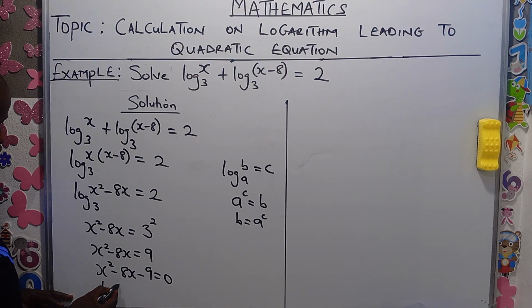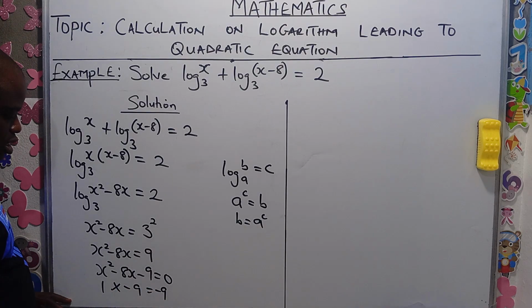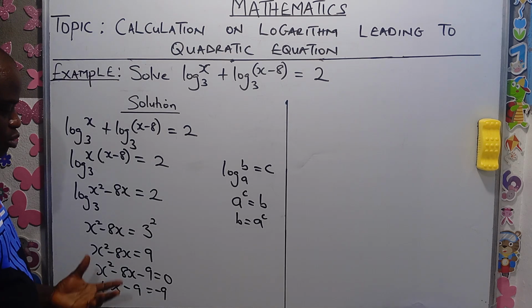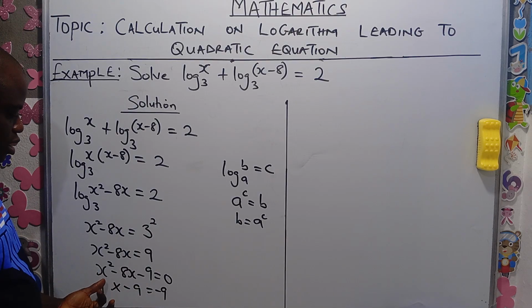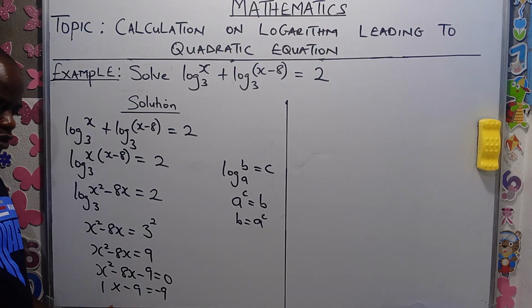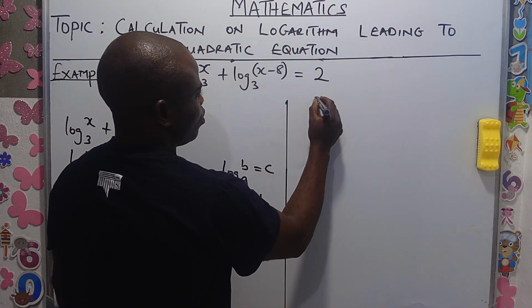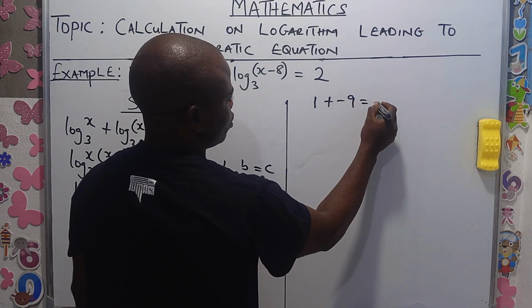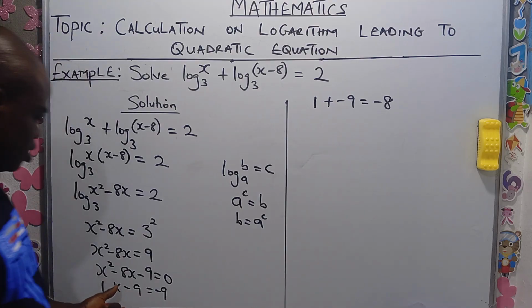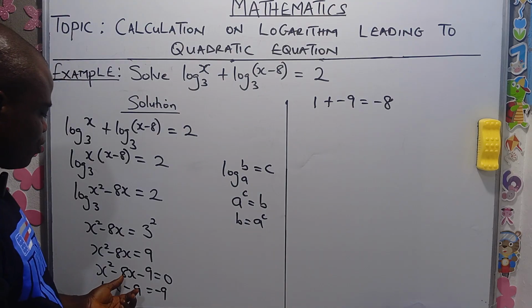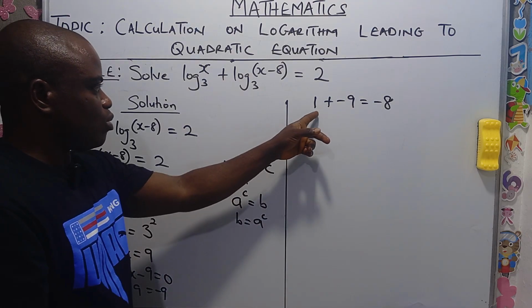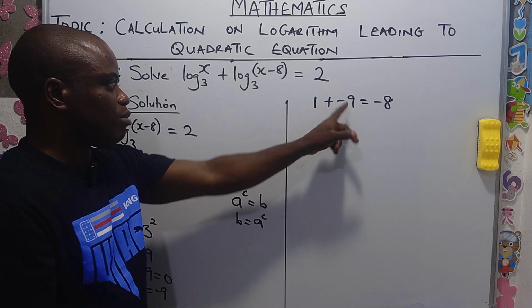Now the coefficient of x squared in this case is 1. Multiply the coefficient of x squared with the constant minus 9, which gives minus 9. Now think of two numbers that when you multiply them together give you minus 9, and when you add them together give you minus 8. Let's try the numbers. We have 1 plus minus 9, which gives you minus 8, which is what you have as the coefficient of x.